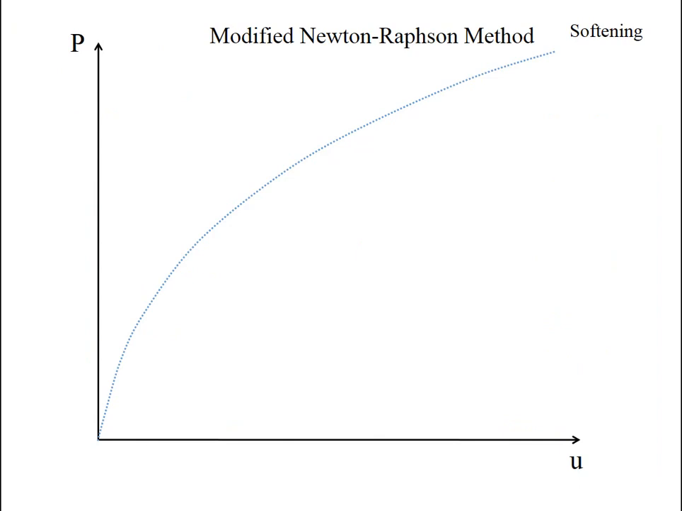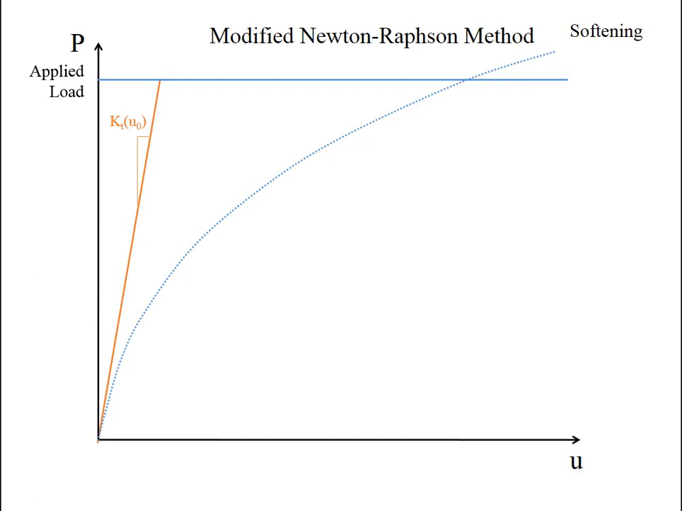Let's take a look at how the modified Newton-Raphson method would get applied on a softening structure. By softening, I mean a structure like the dotted line shown here, where the stiffness gets less as the displacement increases. So assume that we want to apply some load. I've got a horizontal blue line indicating that, and we're going to apply modified Newton-Raphson. Initially it looks the same. We calculate an initial tangent stiffness that gives us an initial estimate of displacement, which gives us a reaction force and an error term.